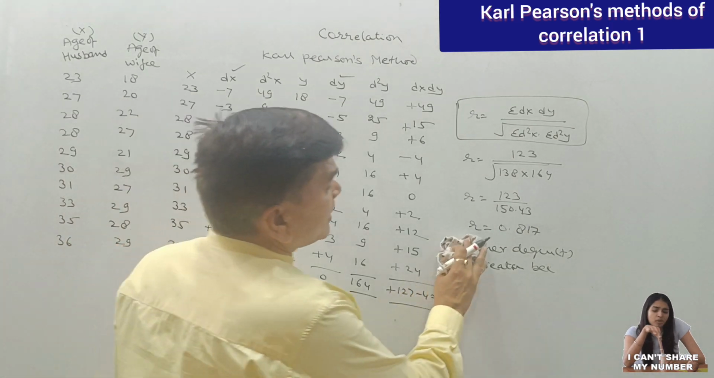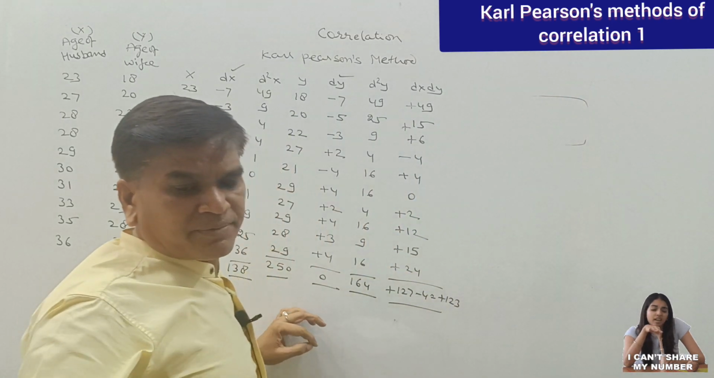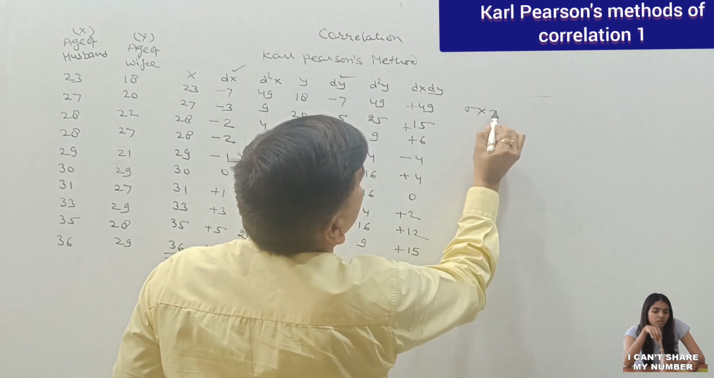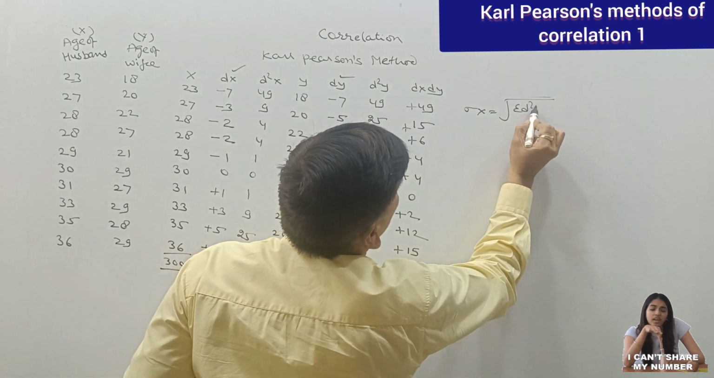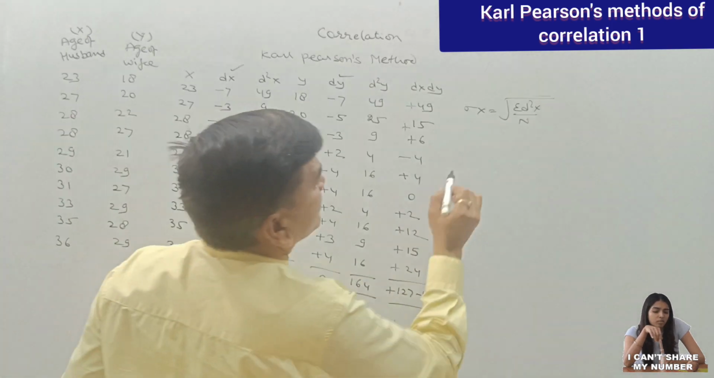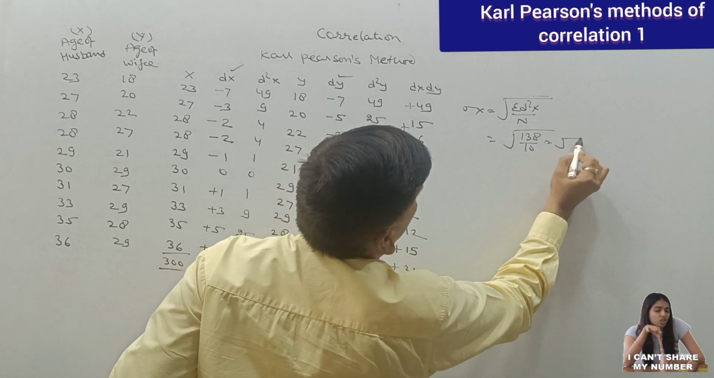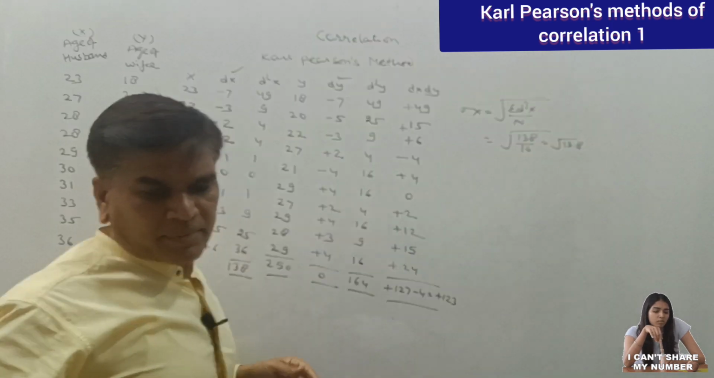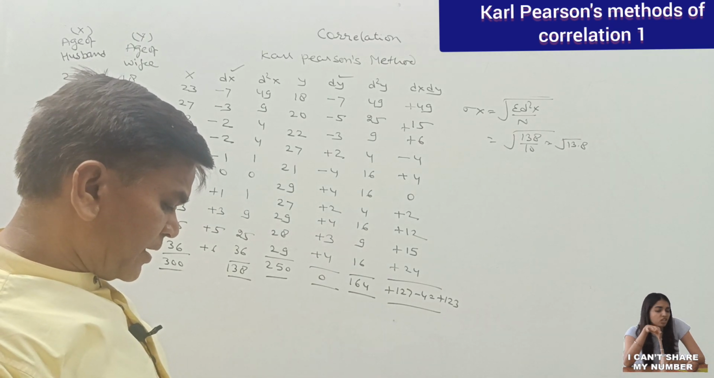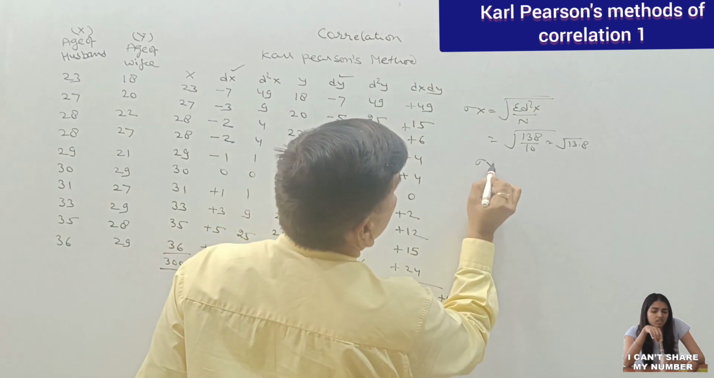Another direct method is also available. First we calculate the standard deviation of x, that is the square root of sigma d square x upon n. Here sigma d square x is 138, so 138 divided by 10 is equal to 13.8. The square root of 13.8 is 3.7148, so the standard deviation of x is 3.7148.